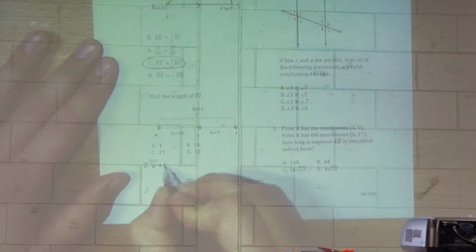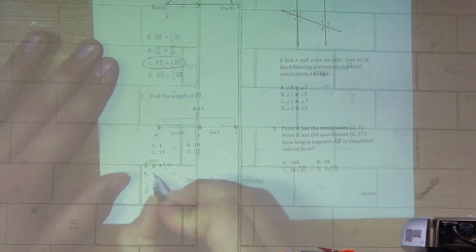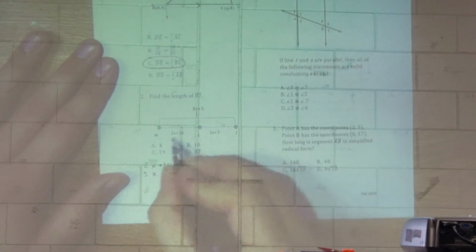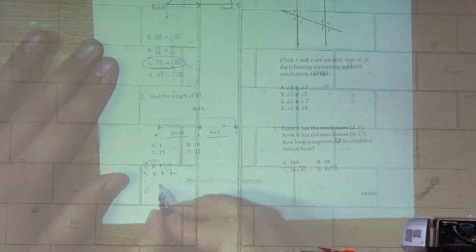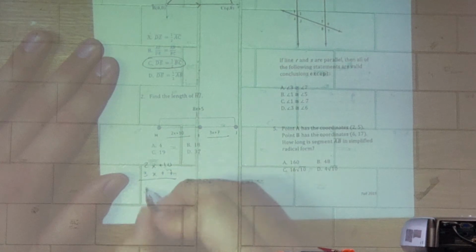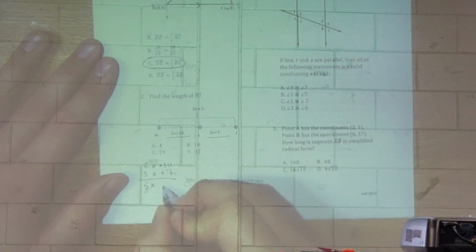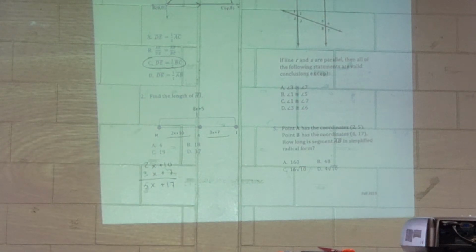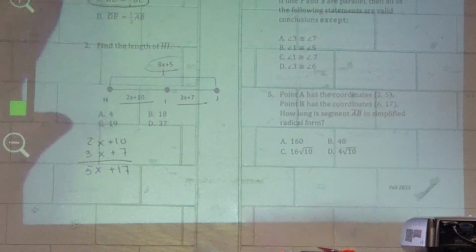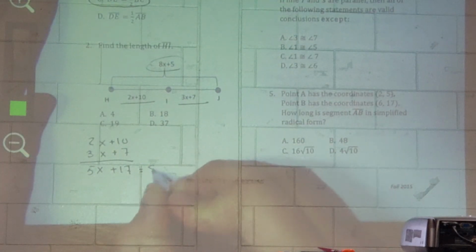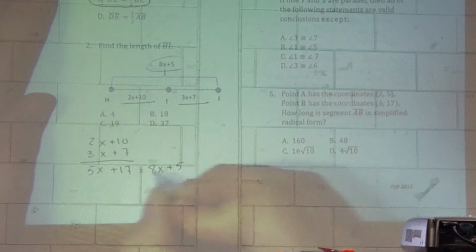So we're going to add these two pieces. I'm going to put 2x plus 10 on top, and right underneath it, I'm going to put 3x plus 7. These are both these pieces right here that are coming from the two sections, the first half and the second half. So if I add 2x and 3x together, I get 5x. 7 and 10 gives me 17. And once I get that piece, I'm going to set it equal to the length of the whole thing, which is that 8x plus 5 part. So we're going to set 5x plus 17 equal to 8x plus 5.